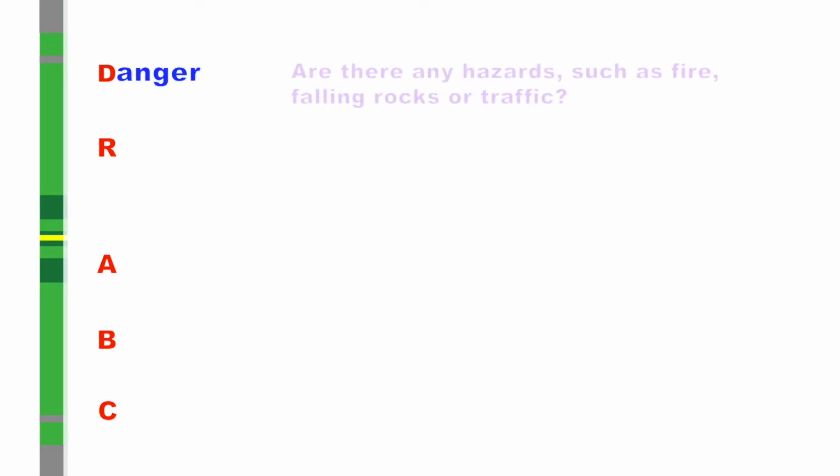In this third video, you'll be learning about primary survey, the first thing you should do when reaching a casualty. To assess the casualty's condition, use the Dr. ABC technique. The letters stand for danger. Are there any hazards around, such as fire, falling rocks, or traffic?